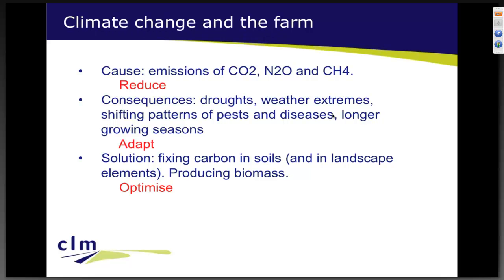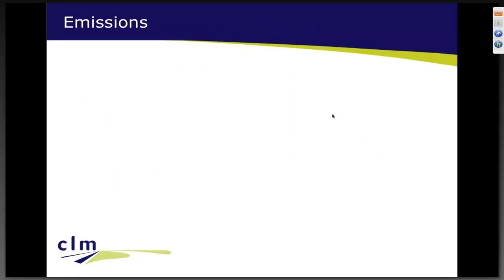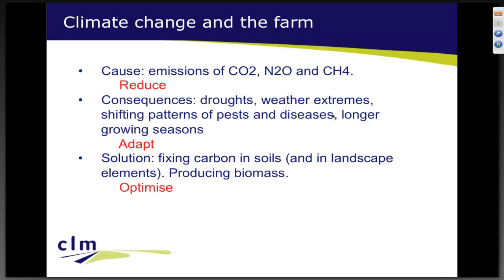Of course, we'd like to reduce the emissions, we'd like to adapt to climate change, and we'd like to optimize the fixing of carbon in the soils, optimizing biomass especially, because there's of course a conflict. If you extract a lot of biomass from farming, you may extract too much carbon from the soil, and that leads to a net set of emissions. So we'll look at the three of them: at the emissions, at the consequences, adaptation, and at the solution.